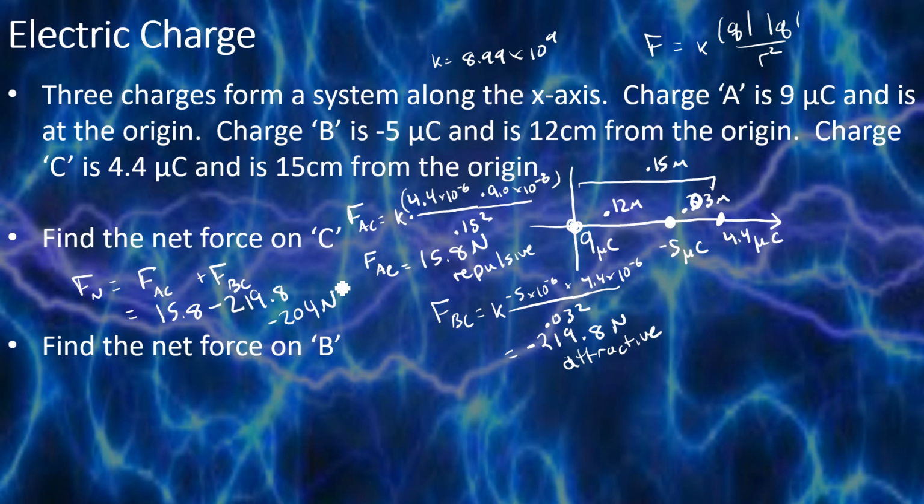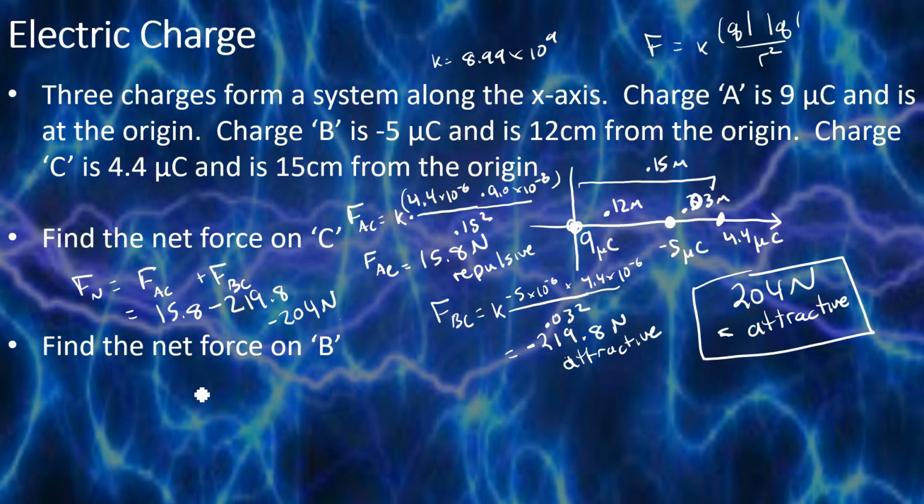Now, we're not going to want to write that as our answer. We're not going to say that the force is negative 204. That actually really makes no sense. But what we will do is say, all right, here's how we deal with this negative. That is an attractive force. So our net right here is a 204 Newton force that is attractive, meaning it's attracted to the left towards this negative 5 microcoulombs.